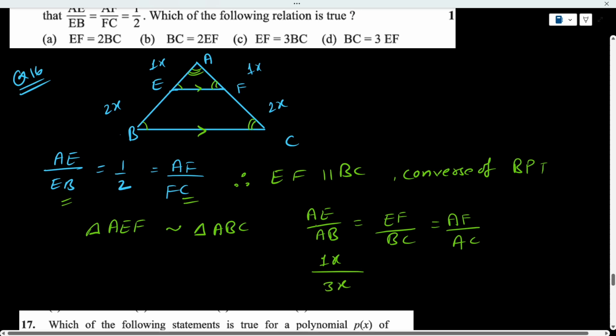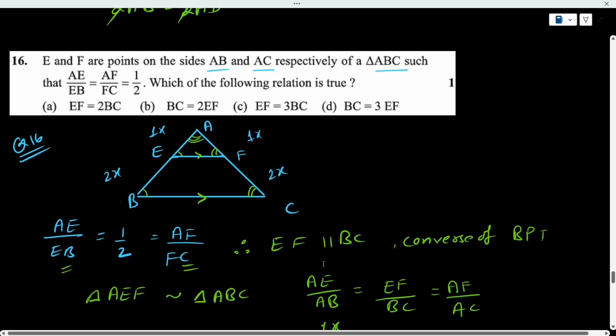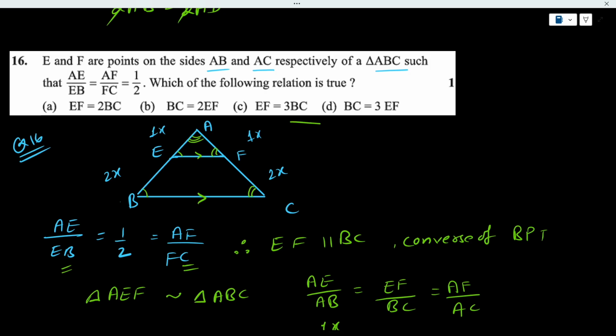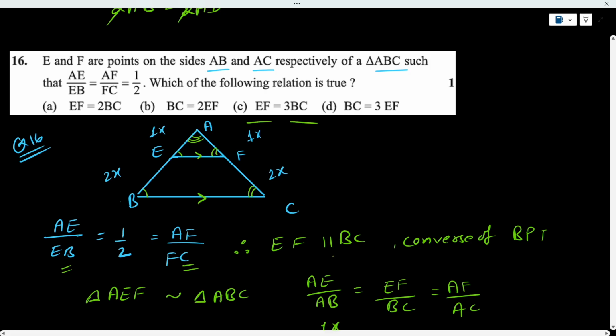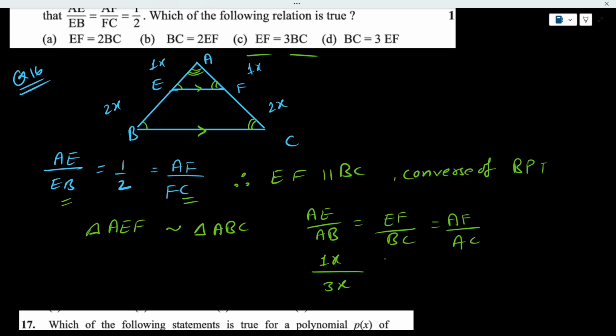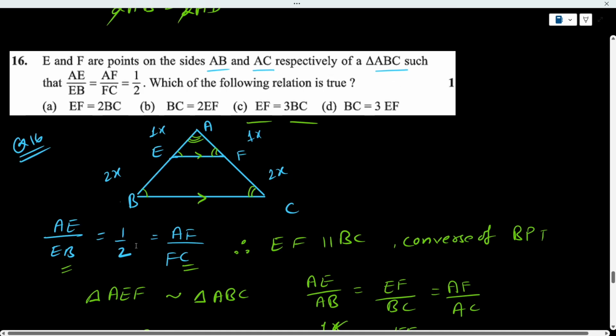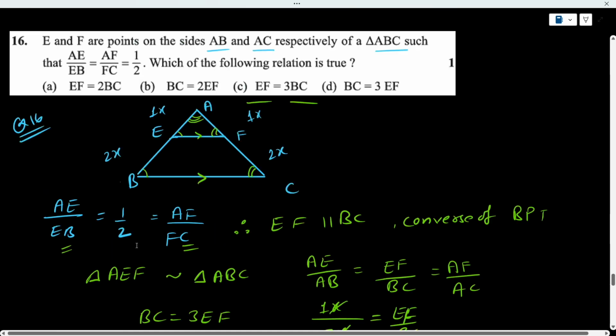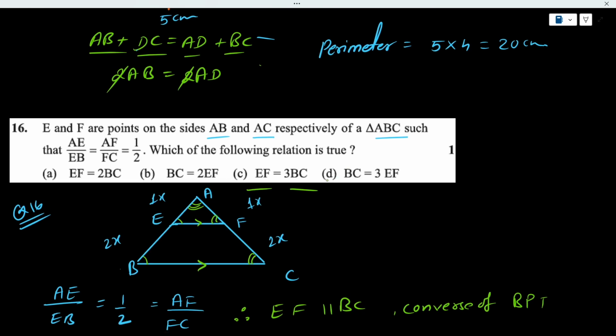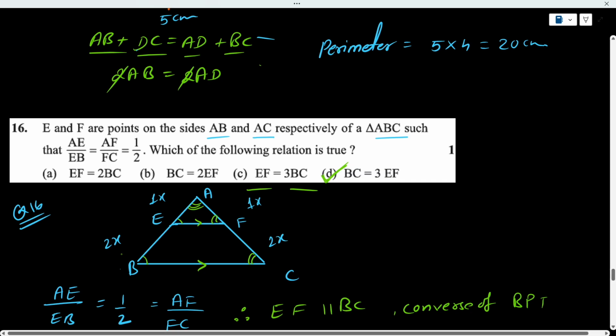Now what do I need to find out here? If you see the options, in all the options there is a relationship between BC and EF. So the third ratio I don't need to consider. This x and x gets cancelled. It will be EF by BC. So what is going to be the value here? If you do the cross multiplication, BC is equal to 3EF. Now you can see that the total length is 3 times BC, right? So BC is 3EF, which is option number D, the right option, correct?